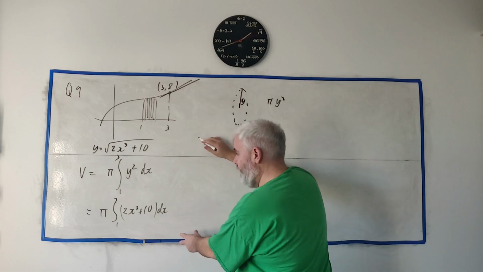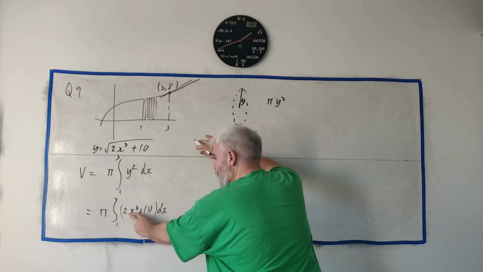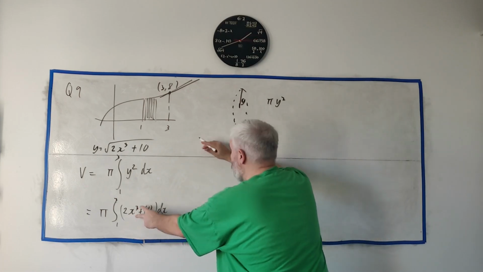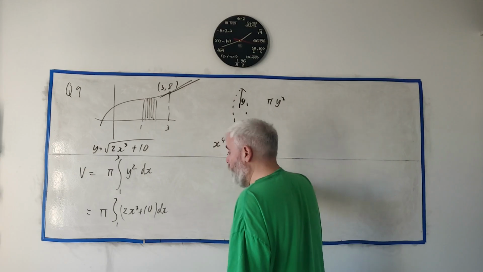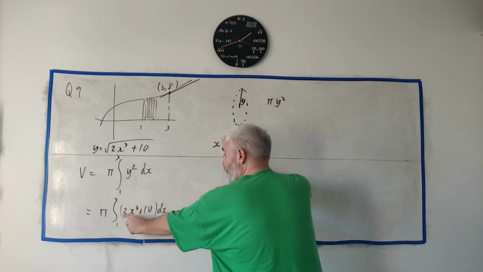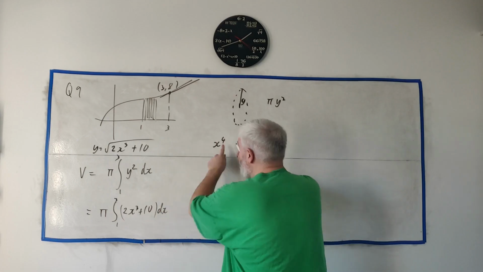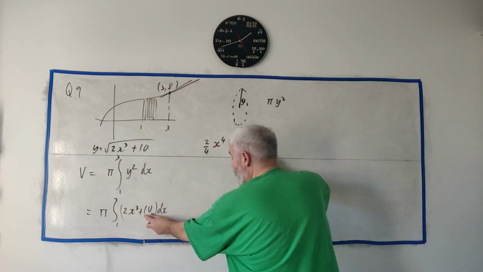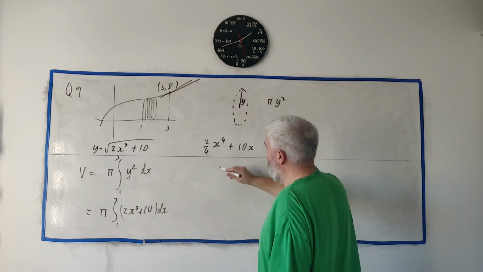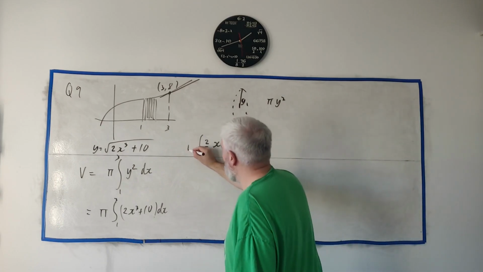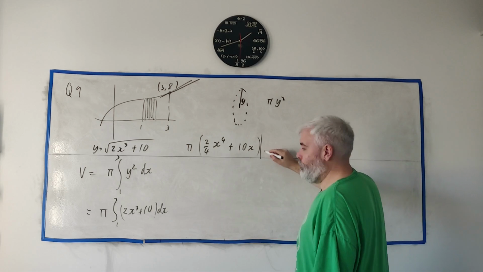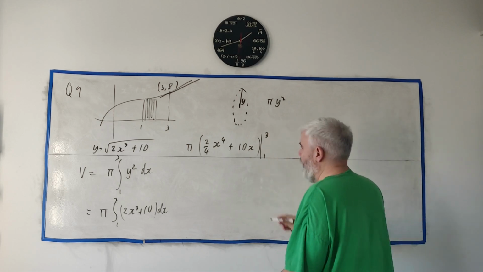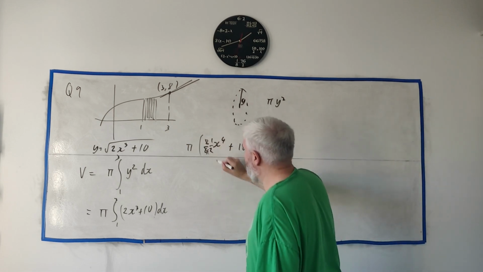We can integrate that. The integral of this is 1 more to this number, so we get x to the power 4. And then we divide what's in front here by that new number 4, so that's 2 over 4. The integral of 10 is 10x. And there was a pi out front, wasn't there? And we're going to evaluate this between 1 and 3. That goes in just a half.